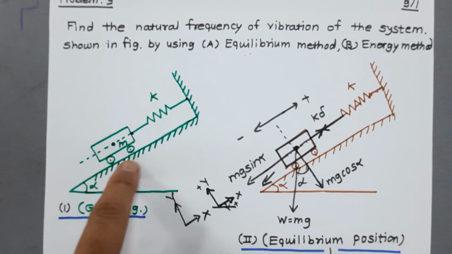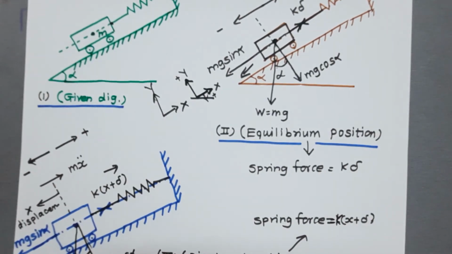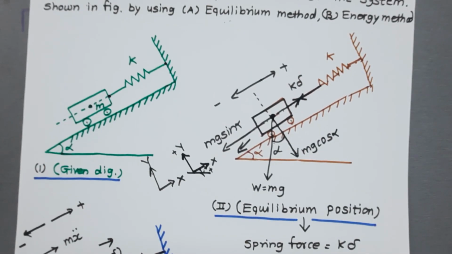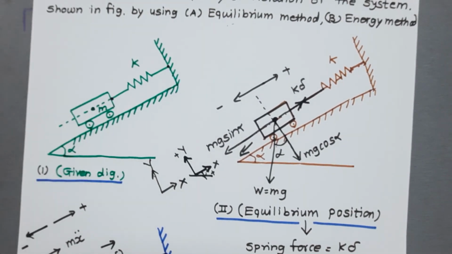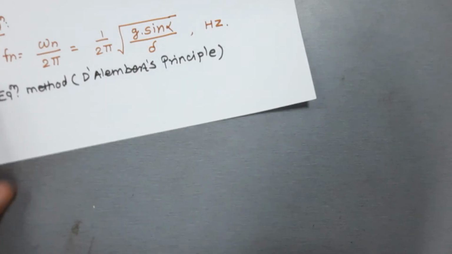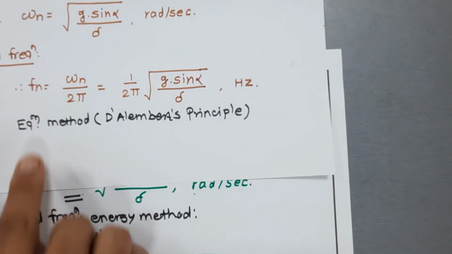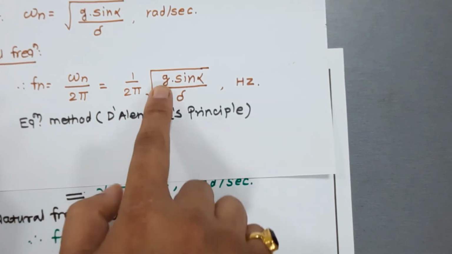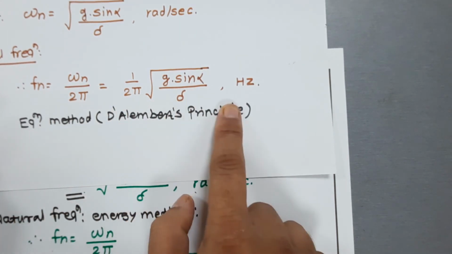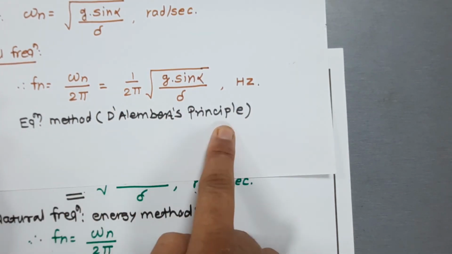Dear friends, this is the given system. This is the equilibrium position. This is the displacement position. For this system, observe this, we have Fn is equal to 1 upon 2 pi under root g into sin alpha upon delta. This equation we have by D'Alembert's principle, and this is the natural frequency equation by the energy method.